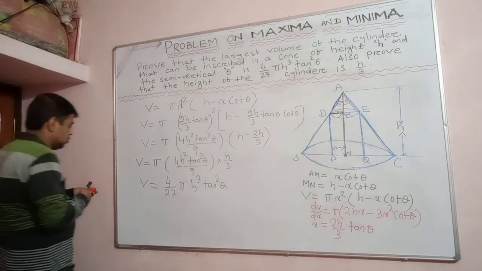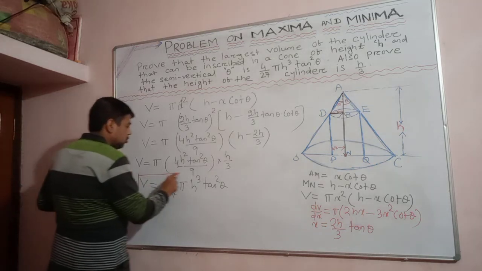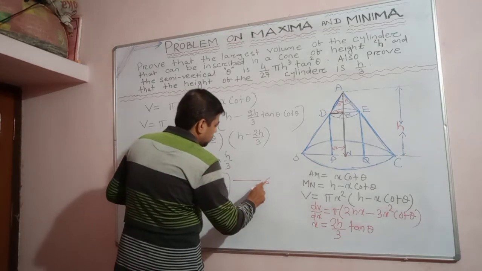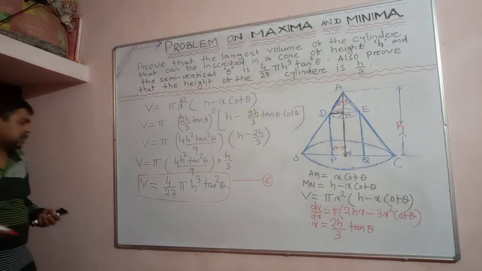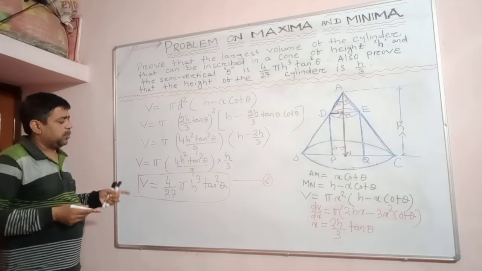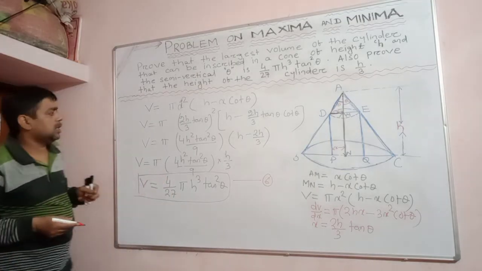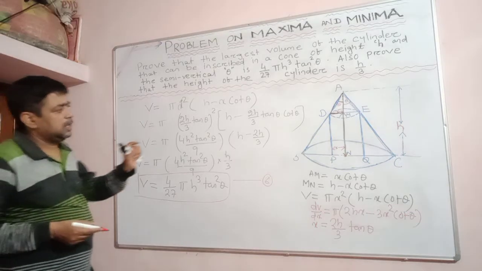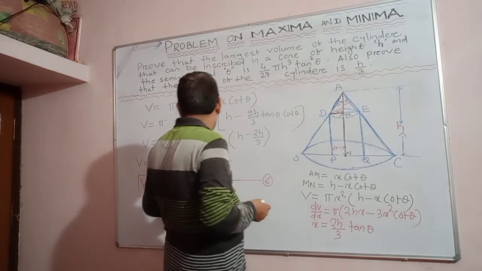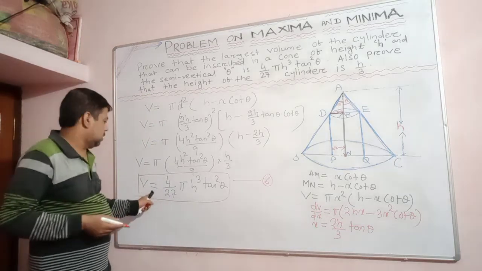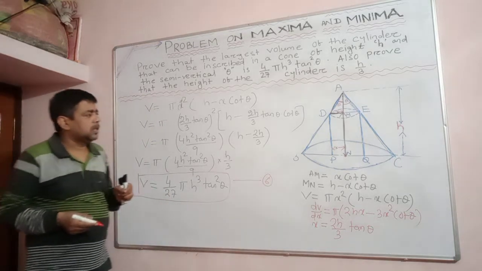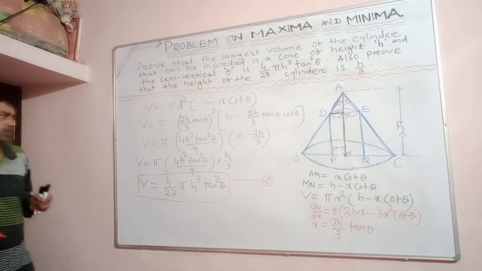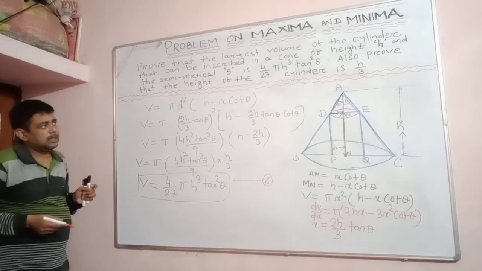So the volume of the cylinder is equal to what we got, and this is the sixth point we got. Thus it is proved that the volume of the cylinder is 4 by 27 pi h cube tan square theta. This is what we were going to find out. The first point is over: first you prove that the volume of the cylinder is maximum and is 4 by 27 pi h cube tan square theta, where theta is the semi-vertical angle of the cone and h is the height of the cone. It's clear. This first point is over.